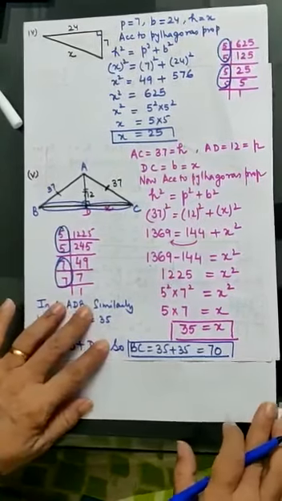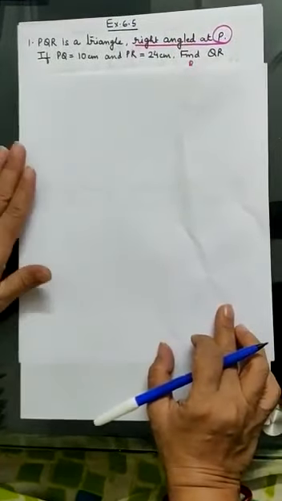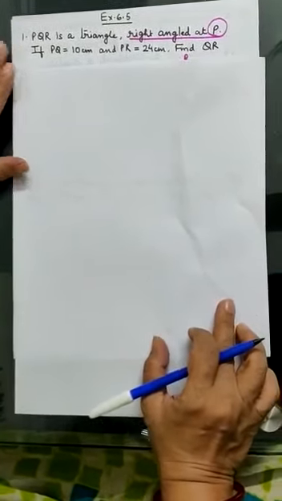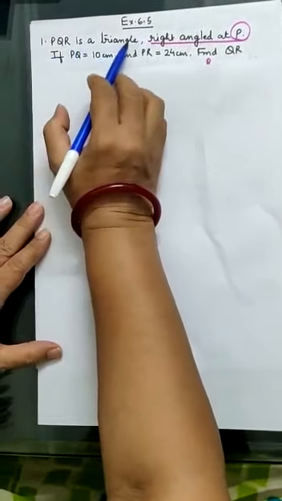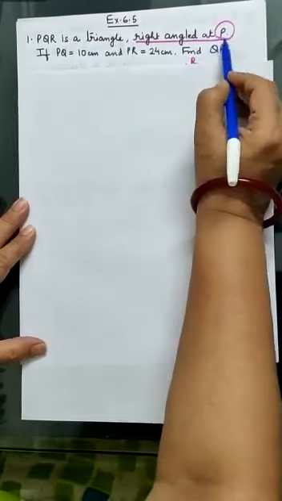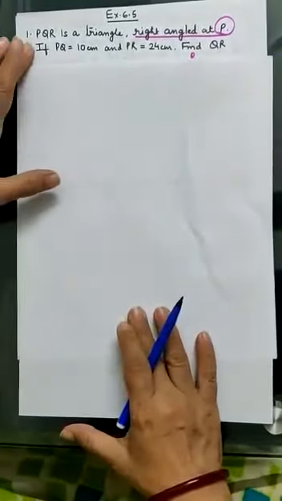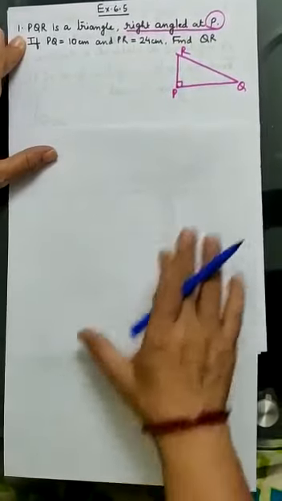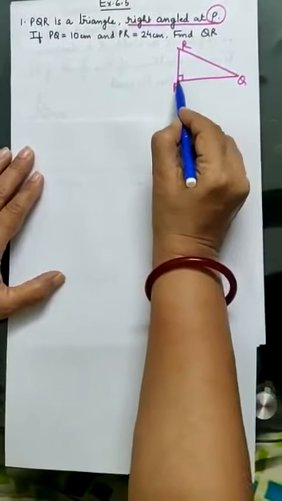Right. Now we will start exercise 6.5. Now in exercise 6.5, let us begin with question number 1. It is given PQR is a triangle right angled at P. So I have drawn the figure here. PQR is a triangle right angled at P.